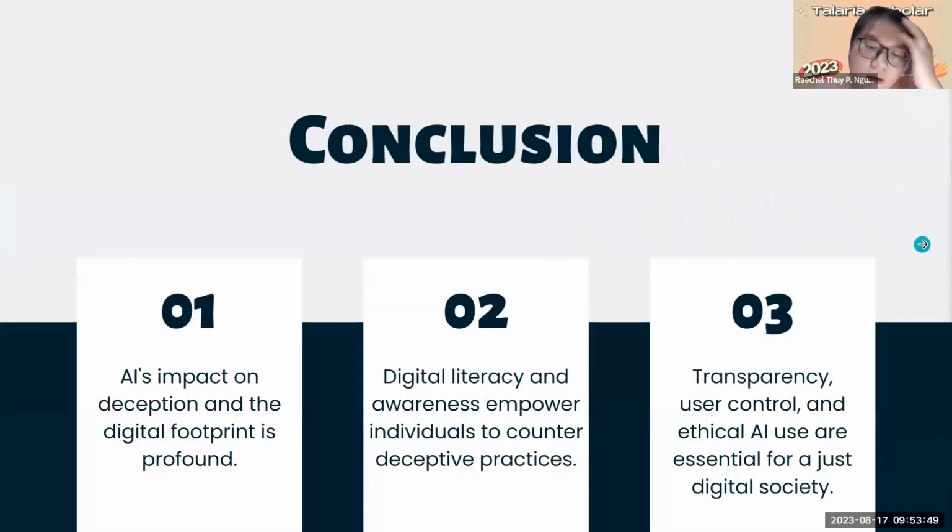To wrap up, our exploration into the realm of AI, deception, and the digital footprint has been eye-opening. We've seen how AI's capabilities intersect with our online presence, shaping our decisions, perceptions, and interactions. As we navigate this landscape, let's prioritize digital literacy, transparency, and user control. By fostering a culture of responsible AI use and informed engagement, we can harness AI's transformative power while upholding the principles of a just and equitable digital society.